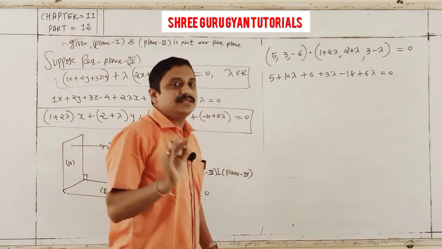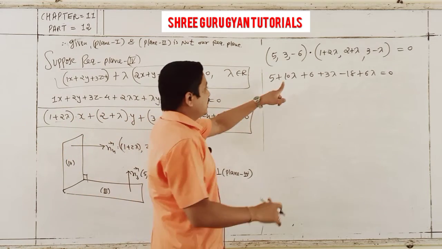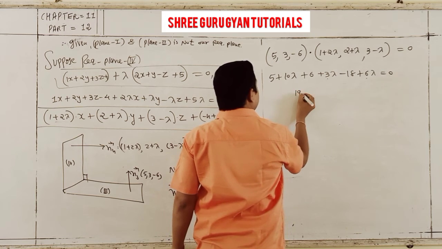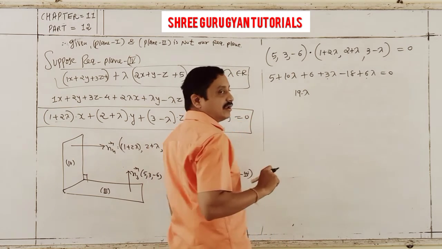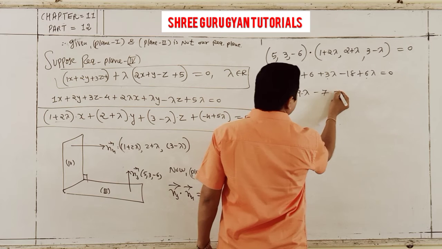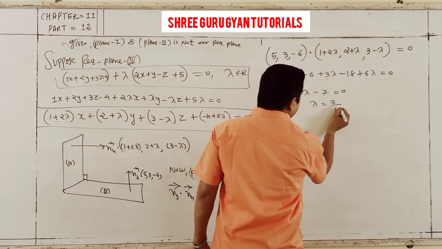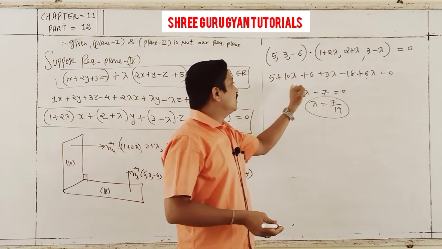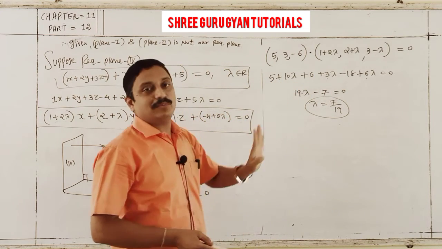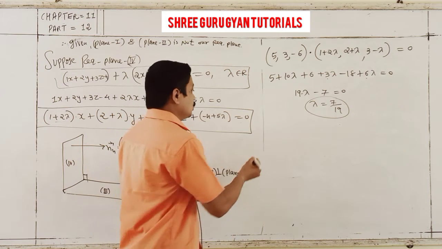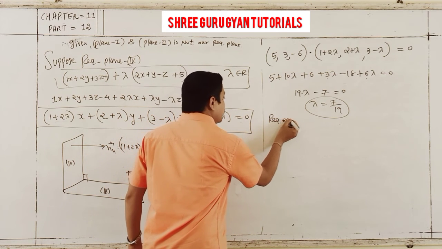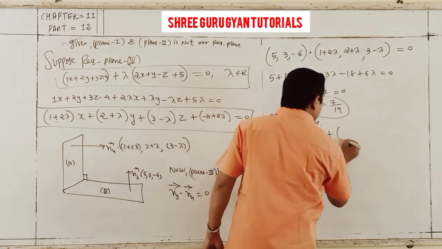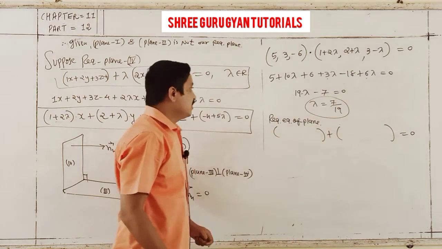Now easily derive the value of lambda. So 10 and 6, 16 and 3, here 19 lambda, and here 6 and 5, 11, minus 18, minus 7, lambda becomes 7 by 19. One more time check, 10, 6 and 3, 19, and here 6 and 5, 11, 11 minus 18, which is minus 7. So for the required equation of the plane, you will again put down in these equations the value of lambda.